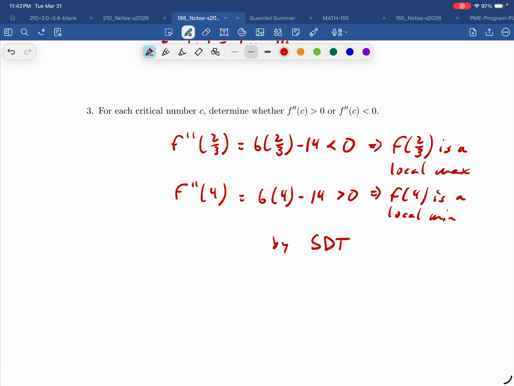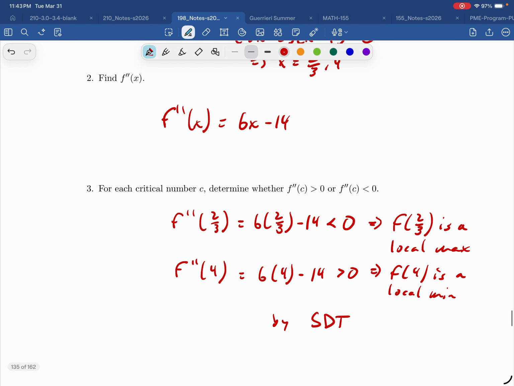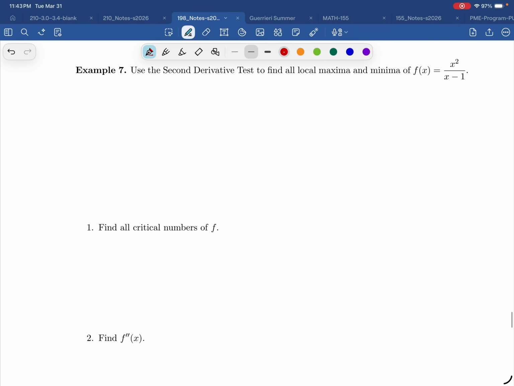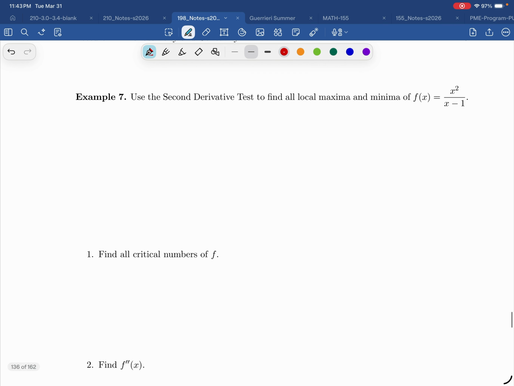Okay. Now note that this doesn't give us intervals of increase and decrease, but maybe it did take us a little bit less work than the first derivative test. Just want to point that out, right? All right. So anyway, just another super quick example. For this problem, we use the second derivative test.